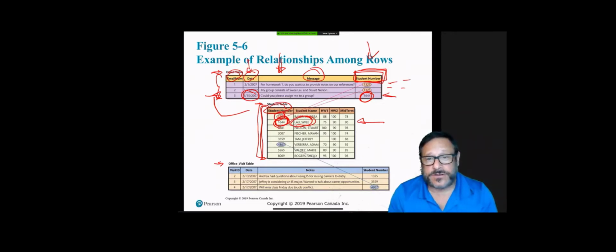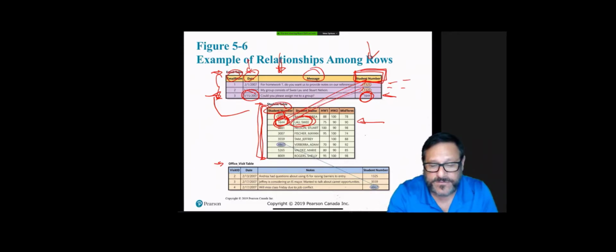There is nothing else. There are no actual lines. The computer doesn't draw lines inside of itself. These are independent tables. The relationship is implicit. It is implied through the use of this primary key, foreign key matchup.